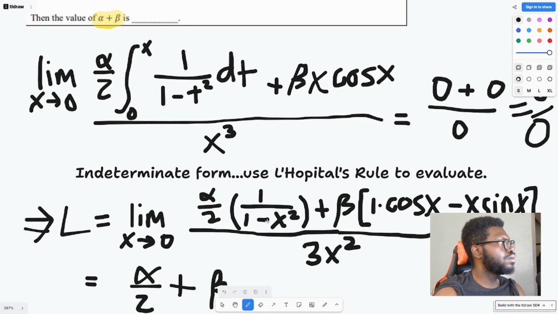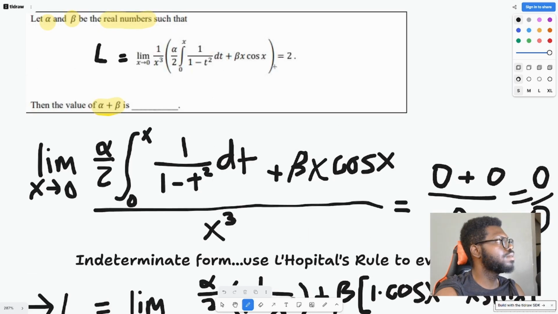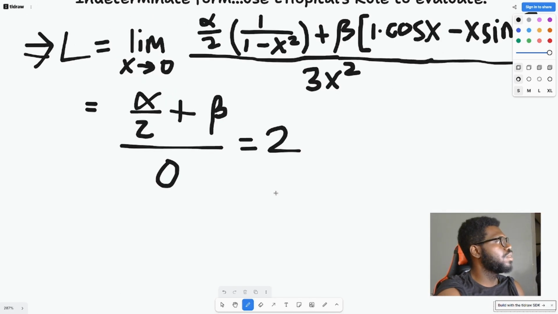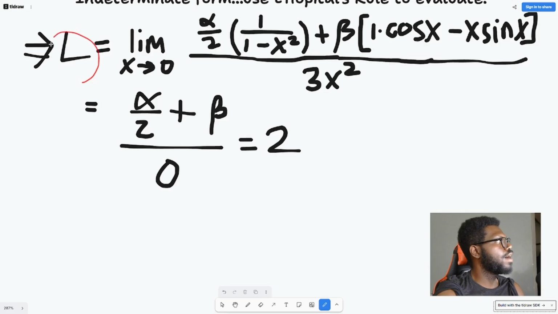And according to the problem statement, this limit is supposed to be equal to 2. That means this is equal to 2. At this point, it looks like we really haven't made much progress here, but I want you to think closely about what alpha over 2 plus beta would have to be equal to. If alpha over 2 plus beta is non-zero, then this limit here would be undefined.